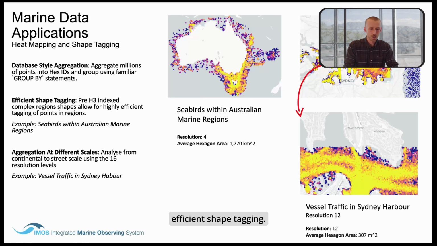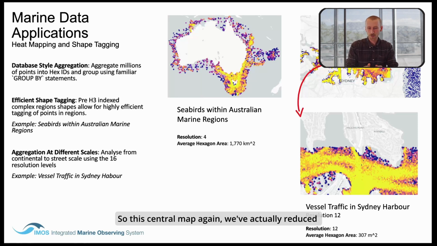Additionally, we have this efficient shape tagging. So this central map, again, we've actually reduced this to the Australian marine regions all around Australia, and these are the Commonwealth marine regions. And we could tag all of these points incredibly efficiently using the H3 index mechanism.